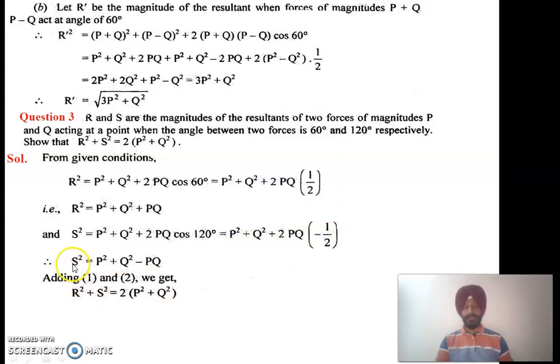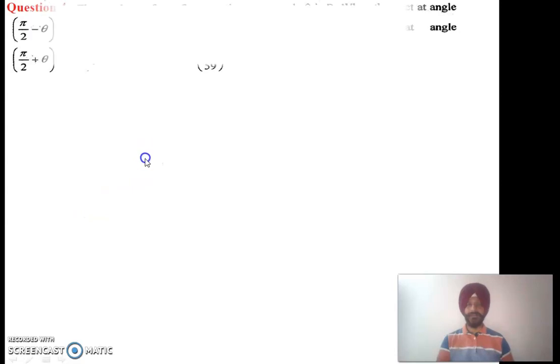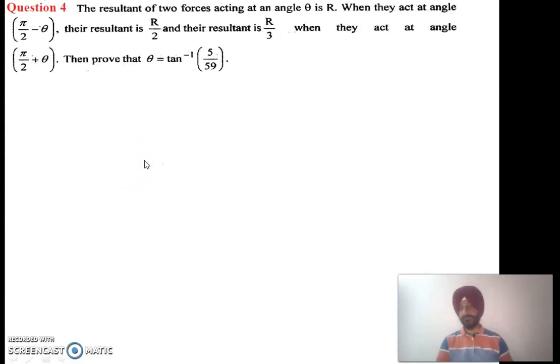We got S square is equal to P square plus Q square minus PQ, and adding these two, 1 and 2, we got R square plus S square is equal to P square plus P square, 2P square, Q square plus Q square, 2Q square, and this one cancels. So this is the third question. Now come to the fourth question.